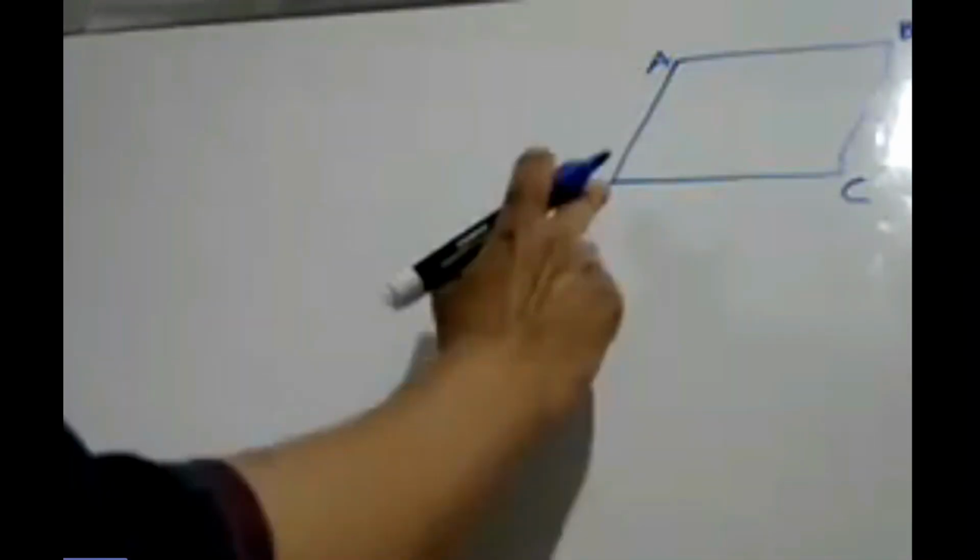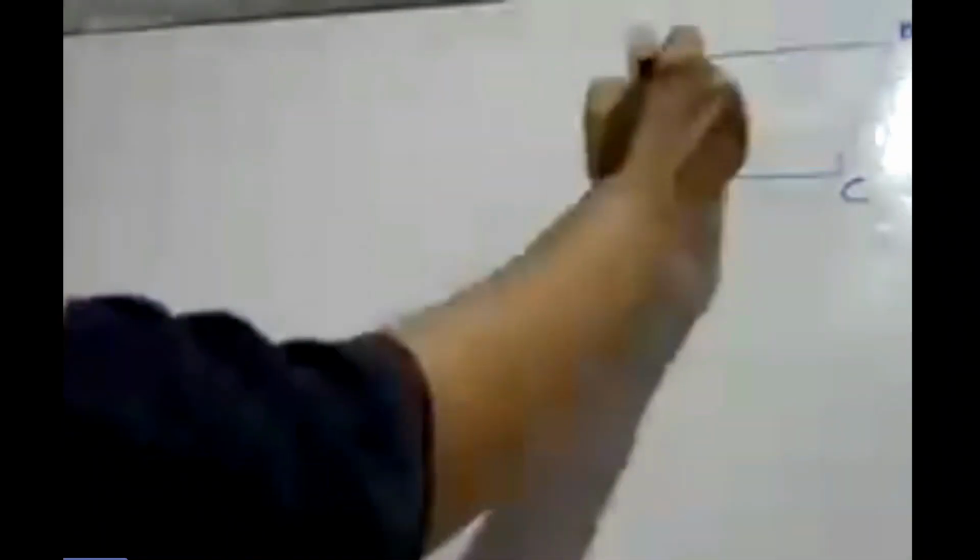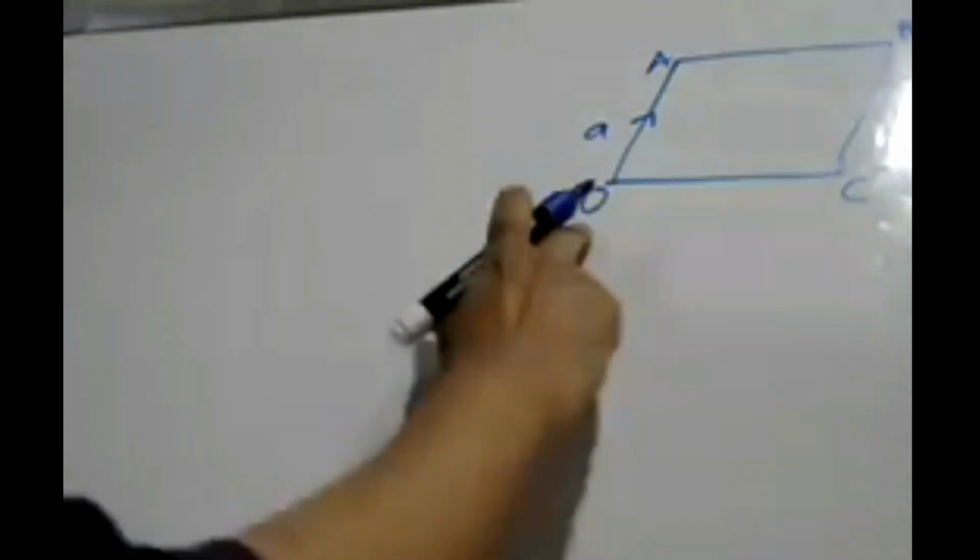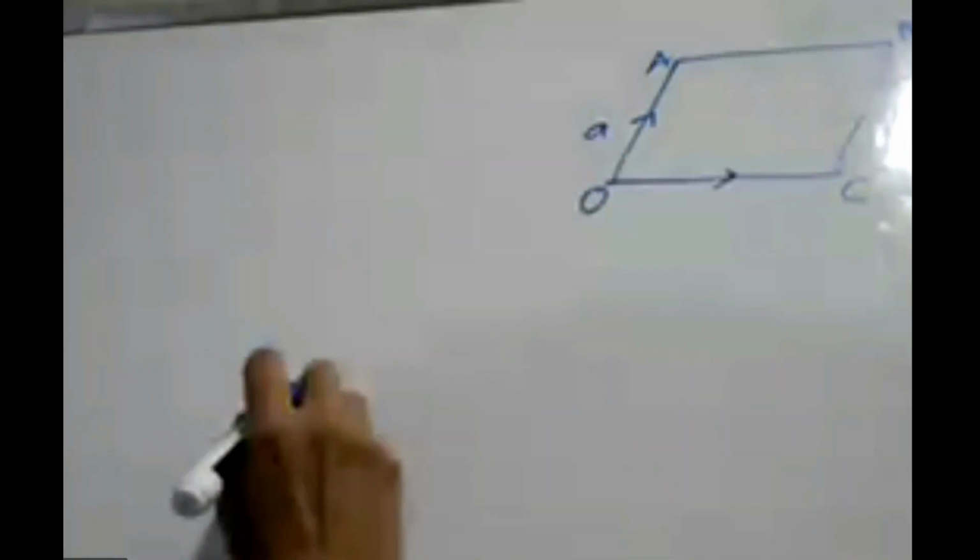This is your next question. This is from vectors. I'll give you the rough diagram. You're given a parallelogram, and the name of the parallelogram is given as OABC, and OA, the direction given, is equal to A, OC is equal to C.